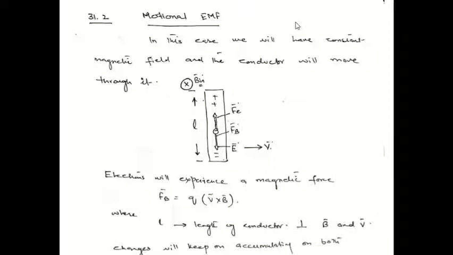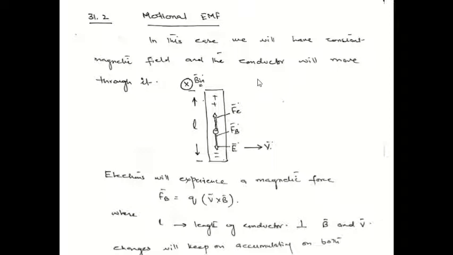Today we'll be discussing Article 31.2 from Serway and Jewett, and this is related to motional EMF. We have discussed in Faraday's law that by varying the magnetic field we can induce current and voltage in a loop which is placed near the conducting loop.